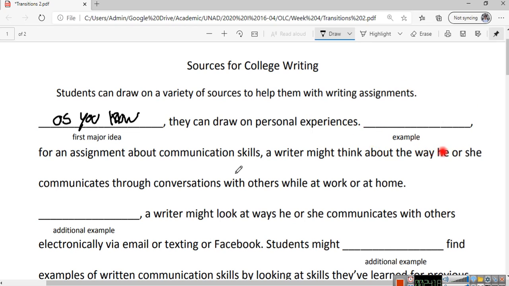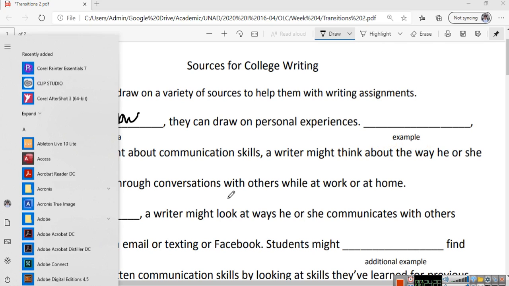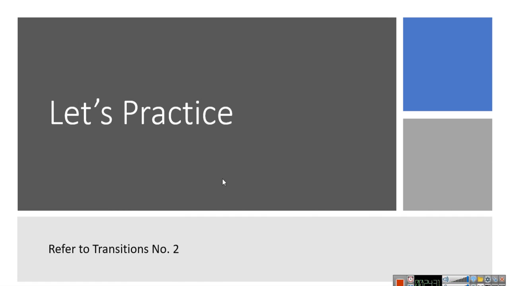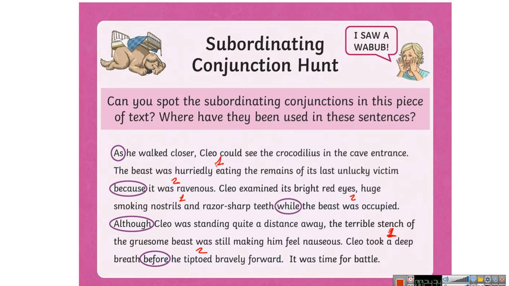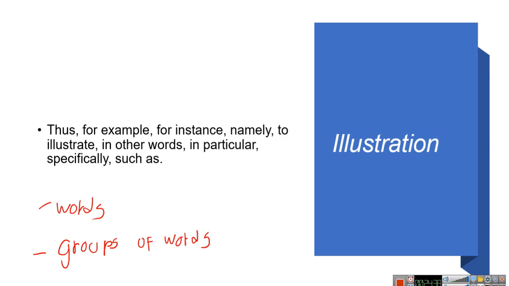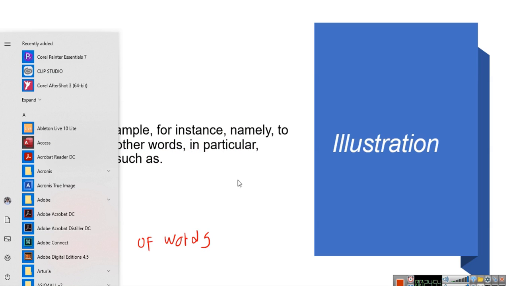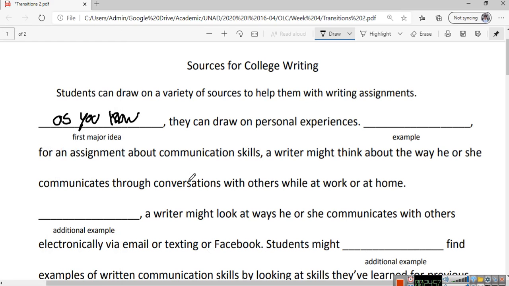Now they can draw on personal experience. Now here we know that we need to introduce a transitional phrase of illustration. So it's asking me for an example. Right here I have some of these words. Illustration, so giving an example: thus, for example, for instance, namely, to illustrate, in other words, in particular, specifically, such as. So, Lauren, what would you use? For the second line, yes, this one.